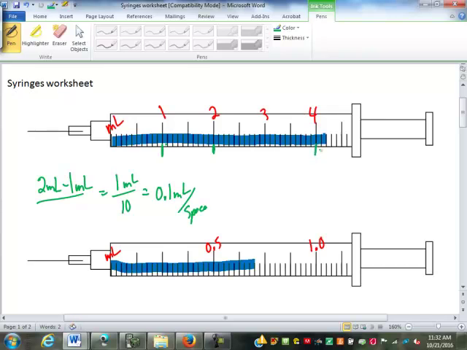So we're starting here at 1.2 milliliters.